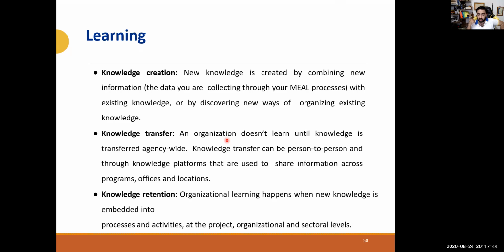And there are three types of learning knowledge. Either you create it by data collection, or you transfer it from other organizations, or organizational learning happens when new knowledge is embedded into the processes and activities at the project, organizational, and sectoral level.